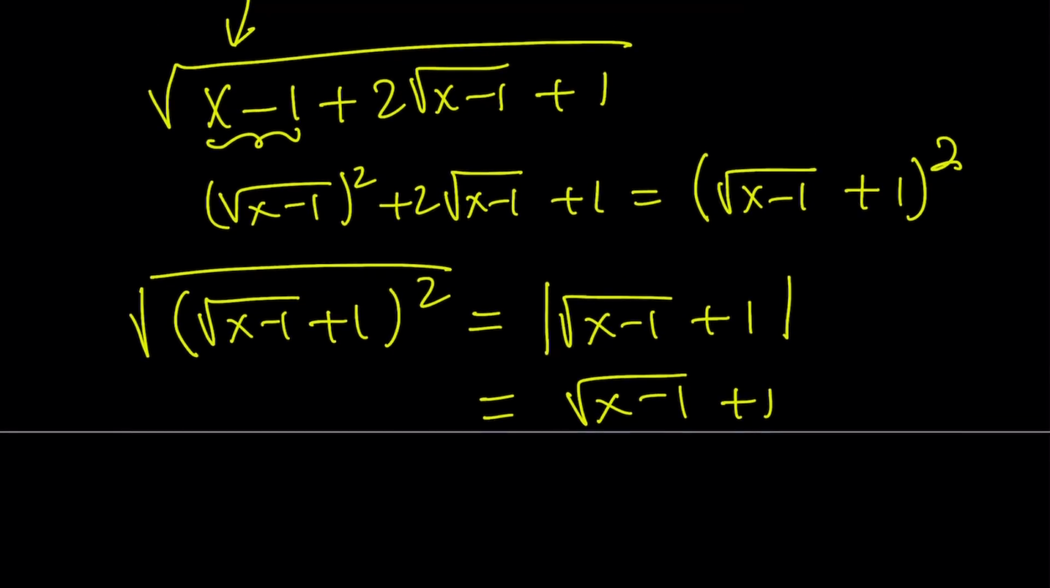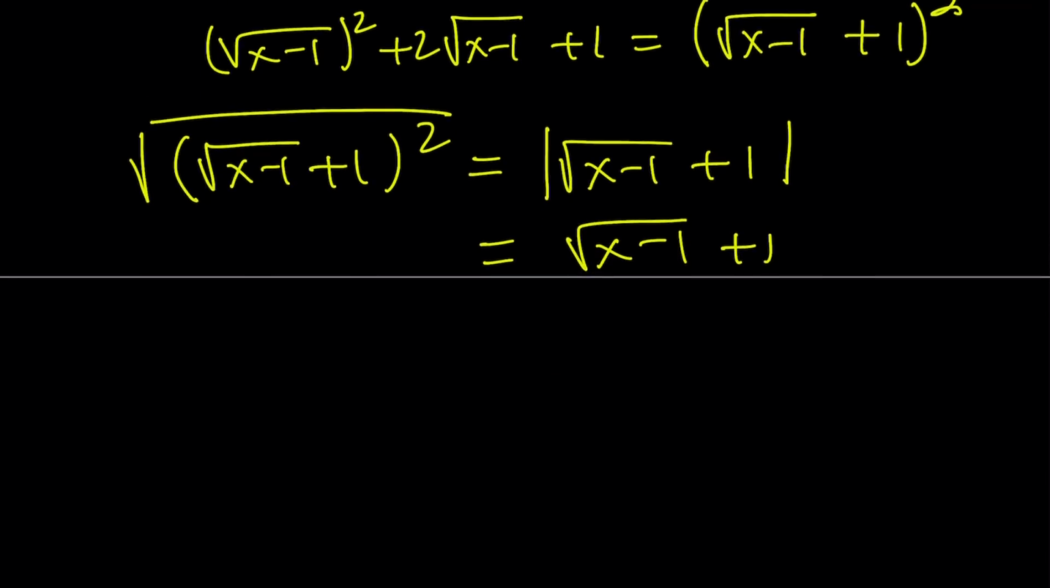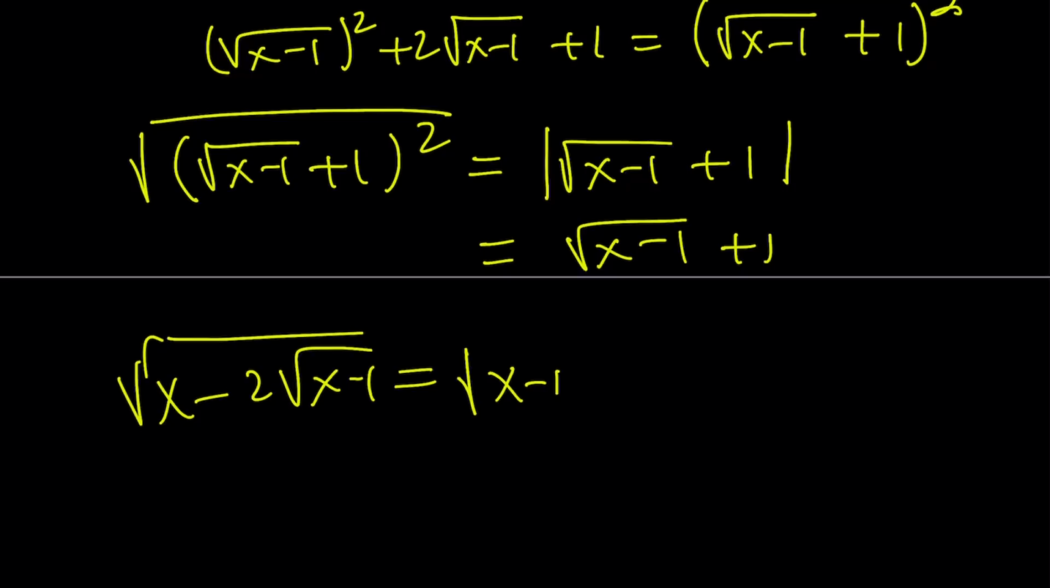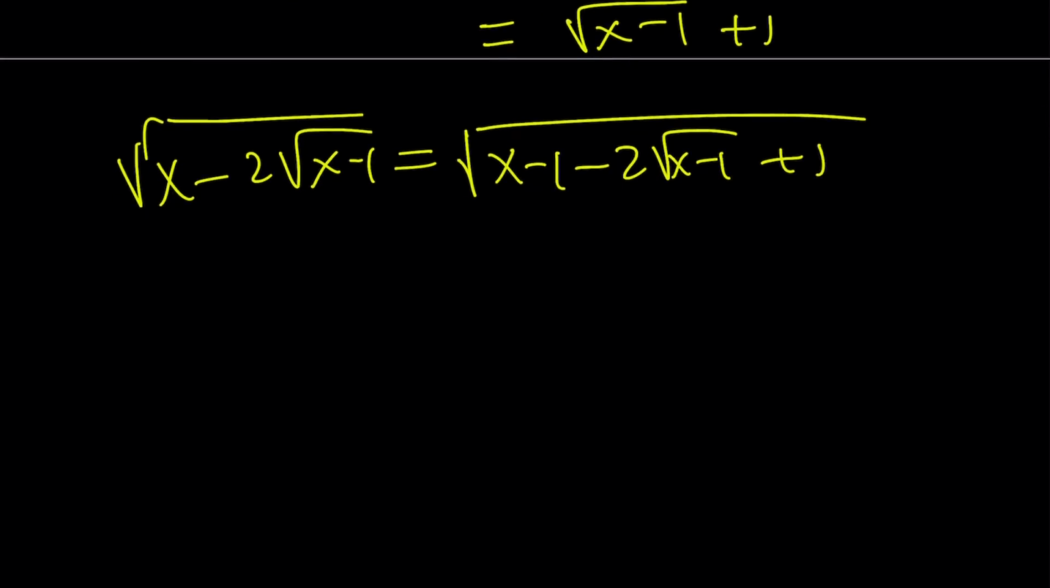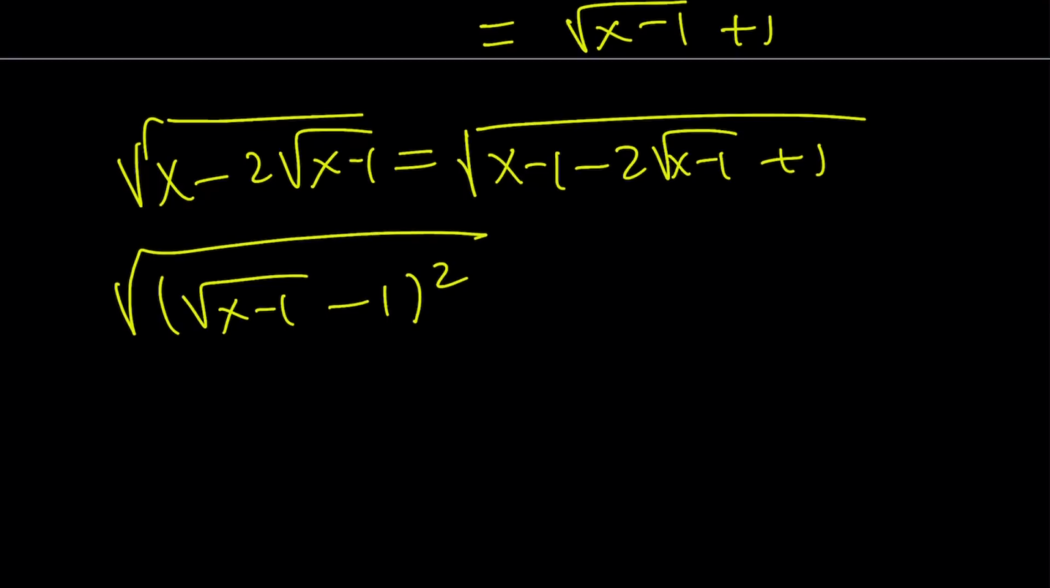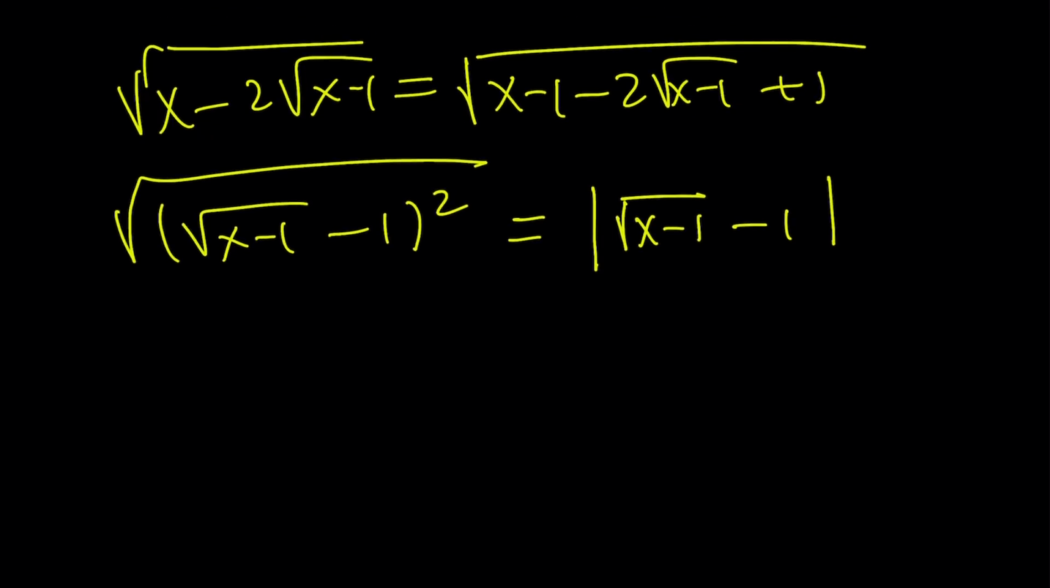But by the same token, you can pretty much say that square root of x minus 2 times the square root of x minus 1 is the square root of x minus 1 minus 2 times the square root of x minus 1 plus 1. And this is going to equal the square root of x minus 1 minus 1 squared, but then you have to square root it. Awesome. Now this becomes the absolute value again, square root of x minus 1 minus 1. And now what are we going to do? We're going to simplify it.